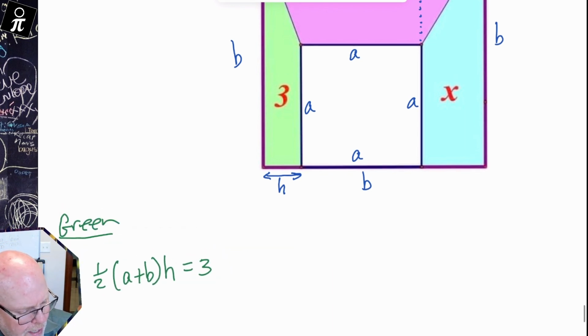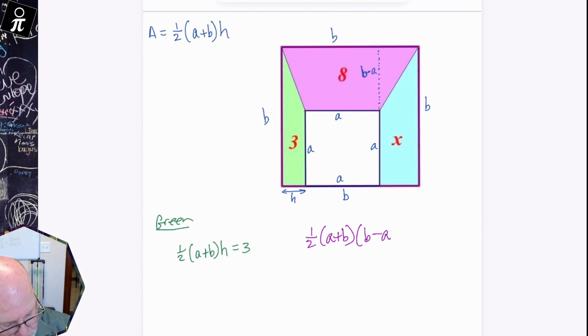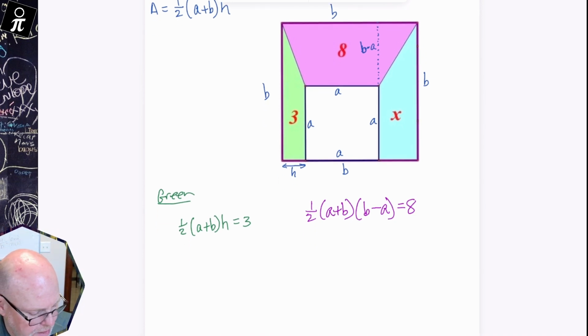Then we've got the pink-ish color. That one is 1/2 times the quantity A plus B, and the height in this case is B minus A, and that equals 8. Now what I can see is that in both cases, we've got this 1/2 (A plus B). So this height right here is the key factor that makes the area 3, and this height is the key factor that makes the area 8.